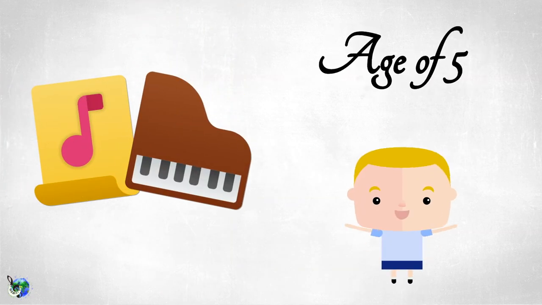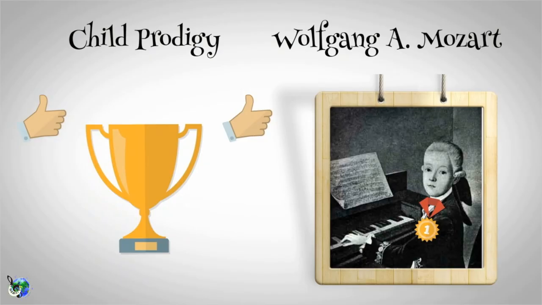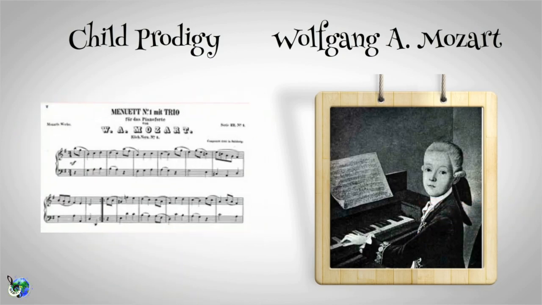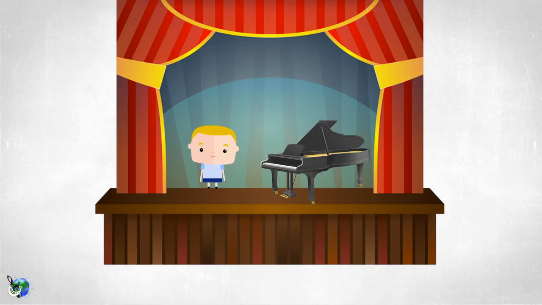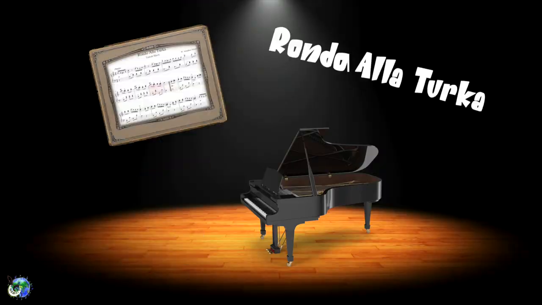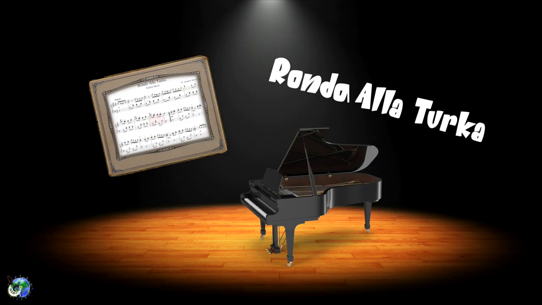When he was 5 years old, he composed his first piece of music and was considered a child prodigy. This means that he was really good at music during his early years. The famous melody we will play today by Mozart is the third movement of Rondo alla Turca.